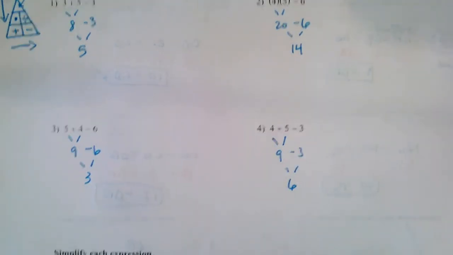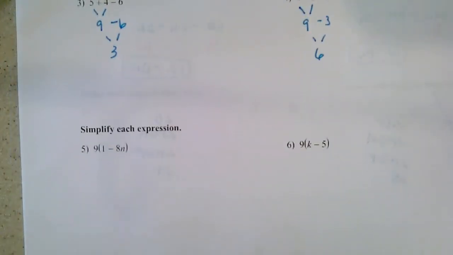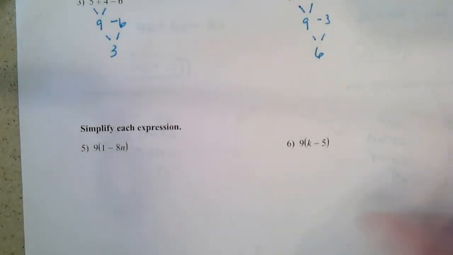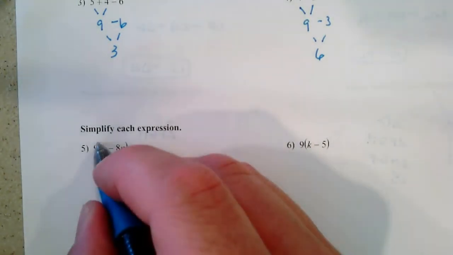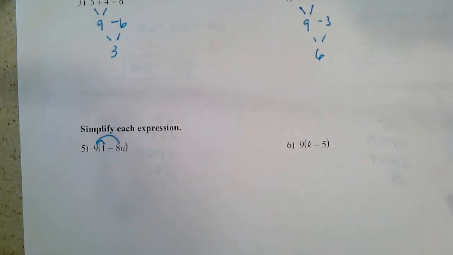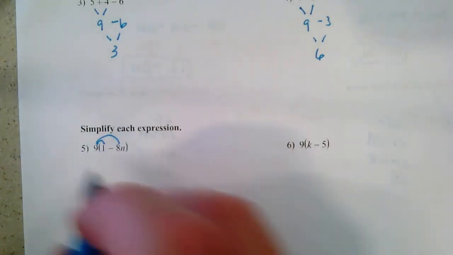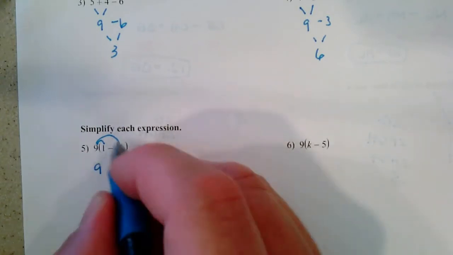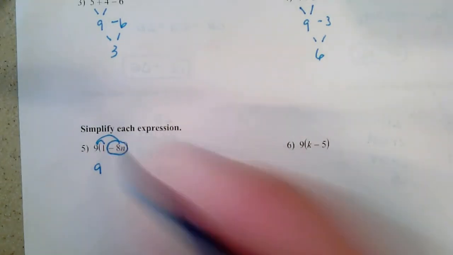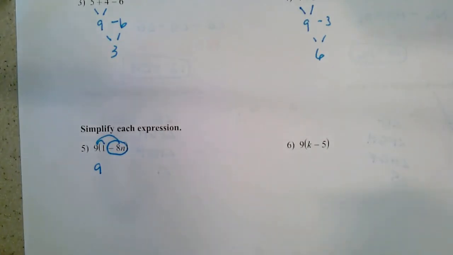Alright. Going down a little further, we're going to do some distributive property. Distributive property problems, you just take the thing that's outside the parentheses, we multiply it by both things that are inside. So 9 times 1 is 9. 9 times, and this is a negative 8n. We want to think about it that way. Negative 8n.